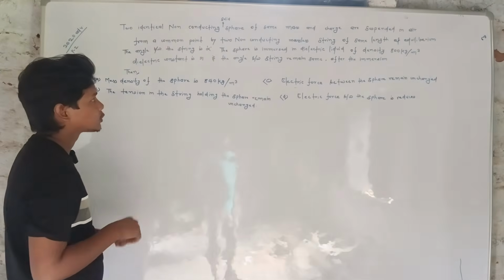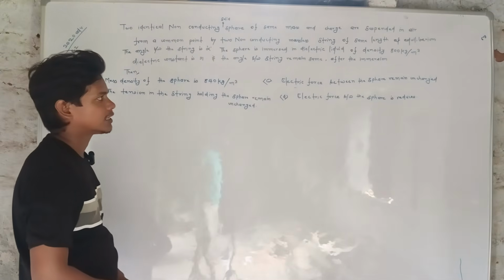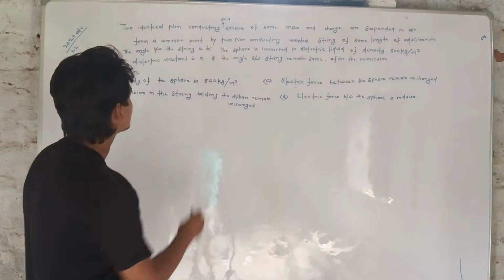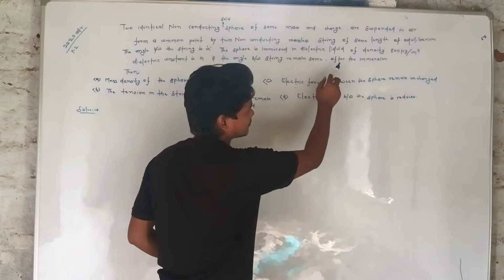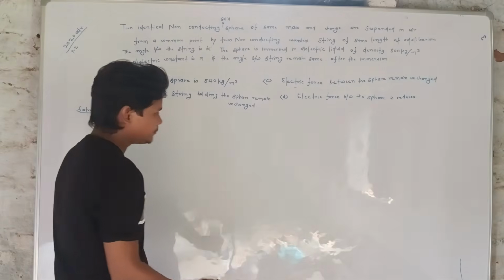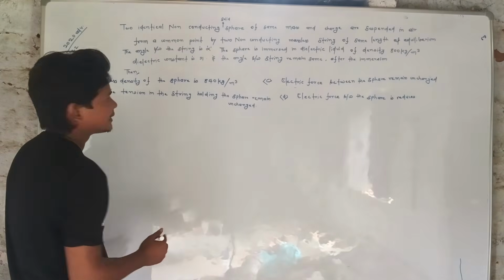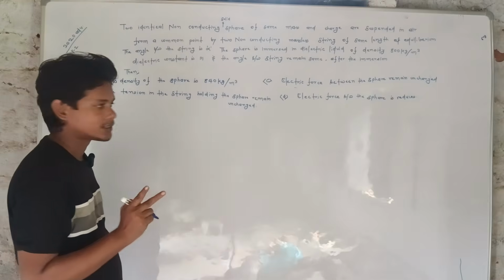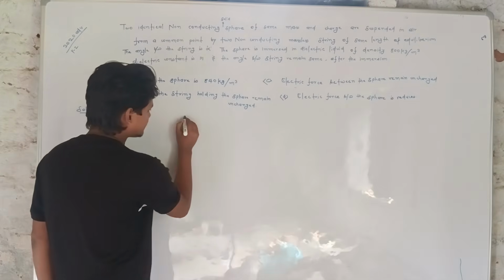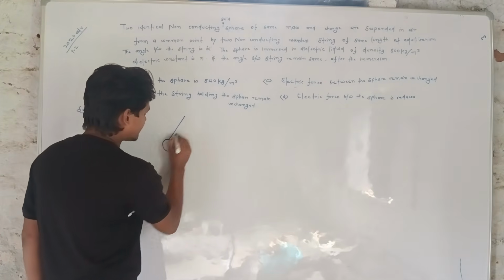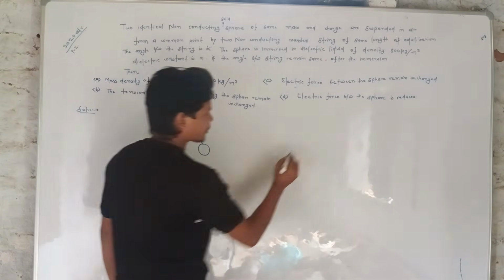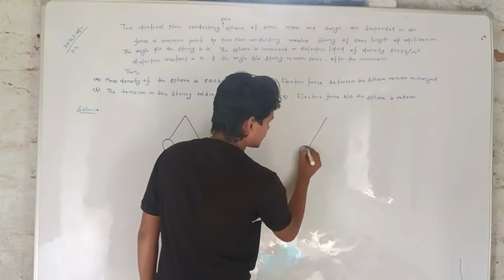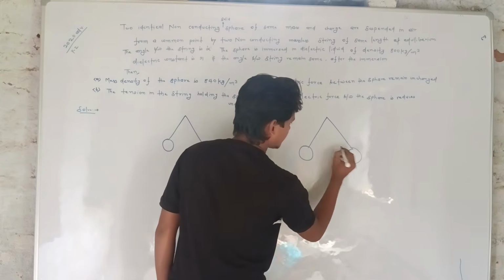two non-conducting solid spheres of the same mass and charge are suspended in air from a common point by two non-conducting massless strings of the same length. It means there are two scenarios. In one scenario, the solid sphere is suspended in air, and in the second scenario the solid sphere is immersed in liquid.